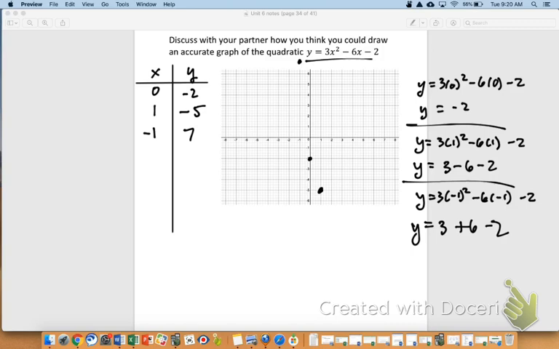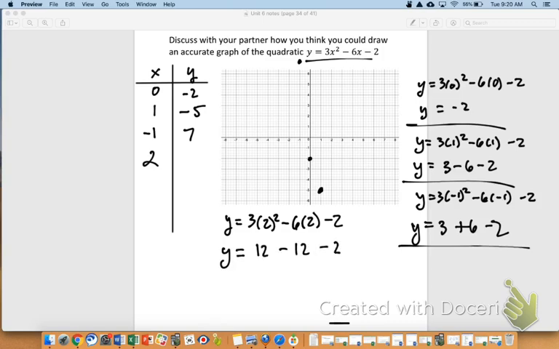If I went to the left a couple there, maybe I could go over to the right. If I tried out a 2, this is where it's really going to get weird. I'll say y equals 3 times 2 squared minus 6 times 2 minus 2. Y equals, what, 12 minus 2? What's that? Negative 2. Whoa, we've seen that output before, haven't we? Yeah. So the point 2, negative 2 is on the graph.